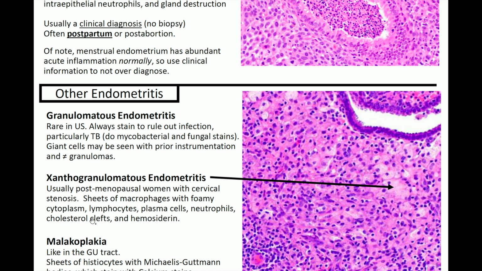Next up, we've got malakoplakia. Like in the GU tract, you can have sheets of histiocytes with Michaelis-Gutmann bodies, which stain with calcium stains.